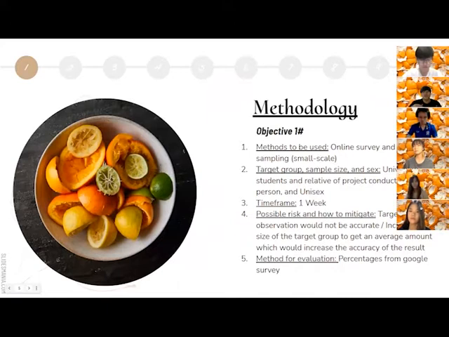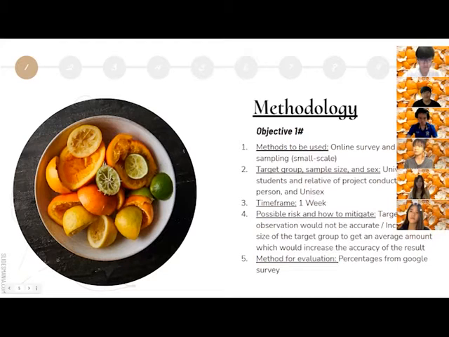Okay, so for objective number 1's methodology, the methods that will be used are an online survey and physical sampling. The target group would be university students and relatives of the project conductors. It will be about 30 to 40 people. That's our targeted number. The time frame would be 1 week for collecting the results.